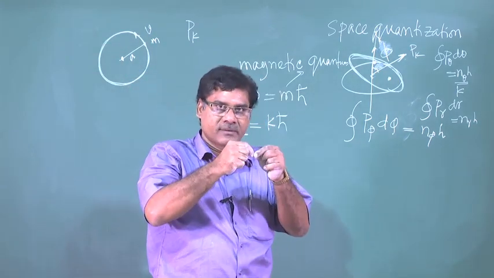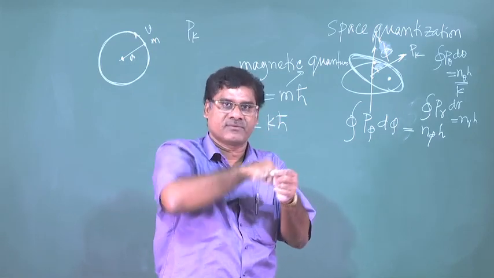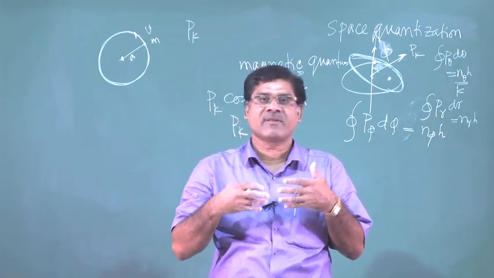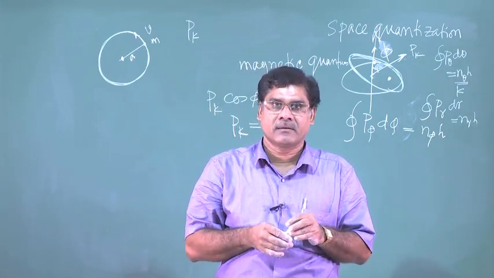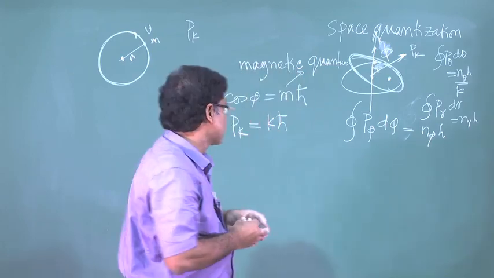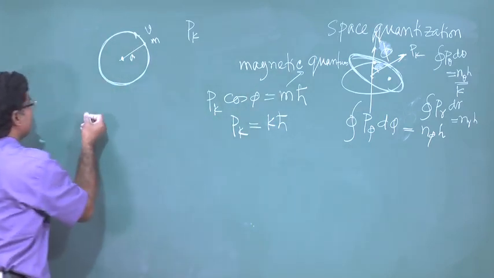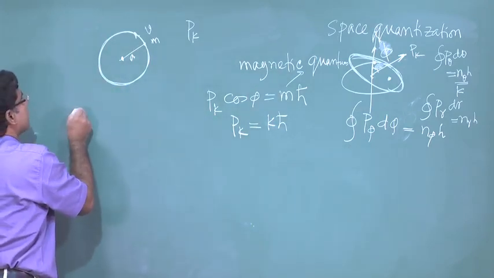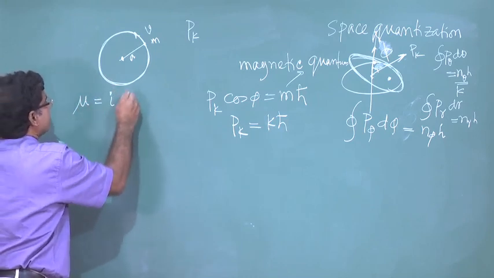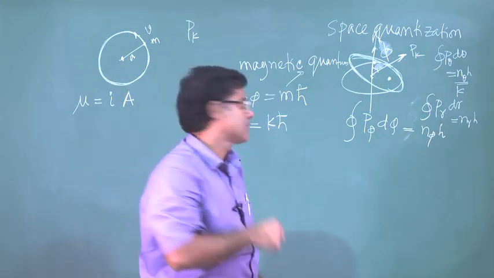If current circulates in a closed loop, then that loop behaves like a magnetic moment or magnetic shell, and the magnetic moment of this orbit, this shell, will be mu equals I times A, where A is the area of the loop and I is the current passing through the loop.